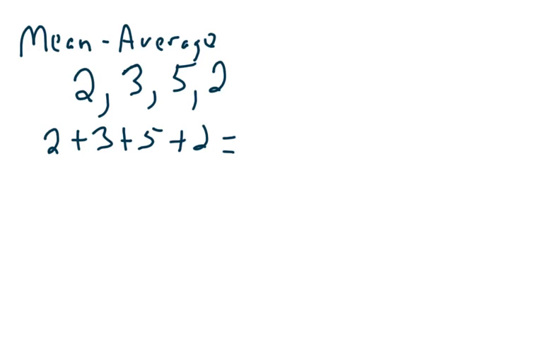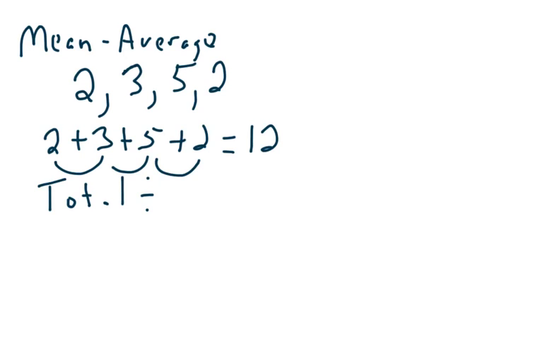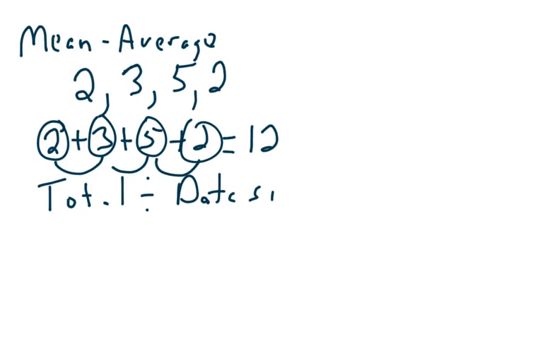That's called finding the total. 2 plus 3 is 5, 5 plus 5 is 10, 10 plus 2 is 12. To find the mean, we find the total and we divide it by how many pieces of data we have, or the number of numbers. In this case, we had 1, 2, 3, 4. Total divided by data set.